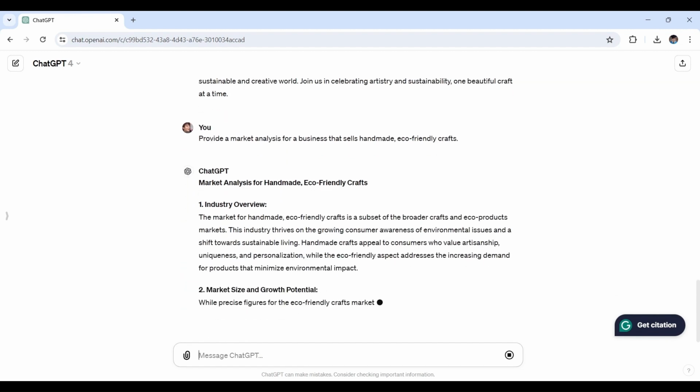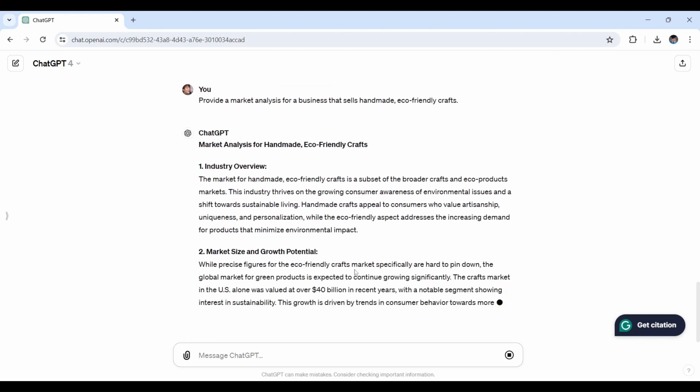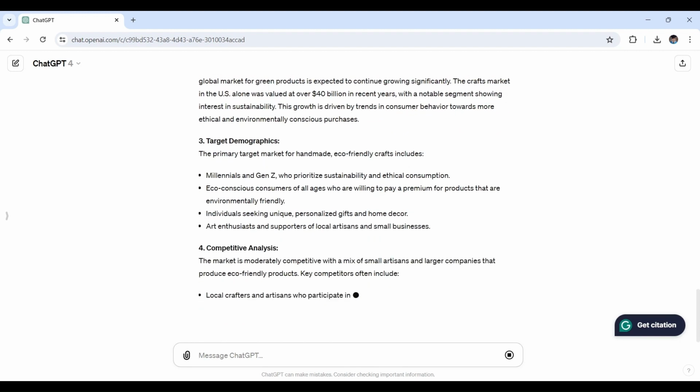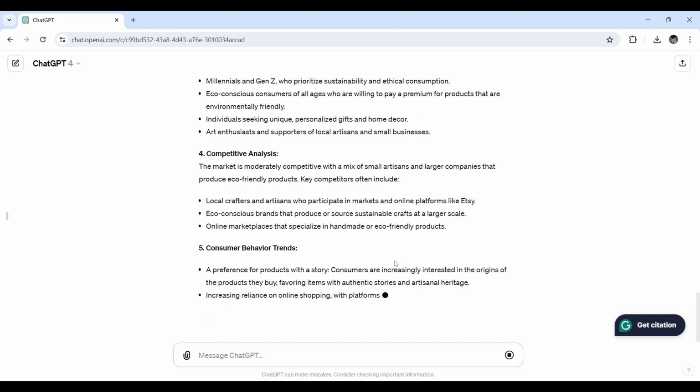With a thorough market analysis, you not only prove that your business idea is grounded in a realistic understanding of the market, but also demonstrate strategic thinking that can attract investors or partners.